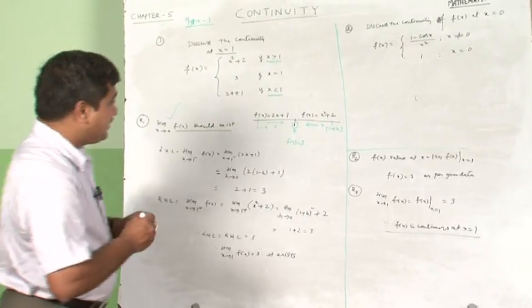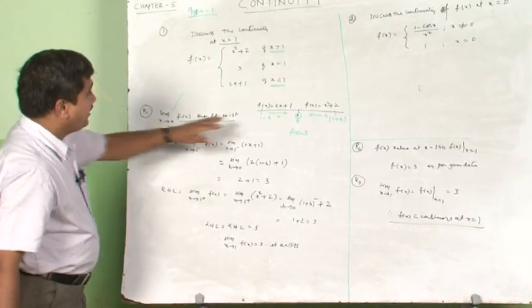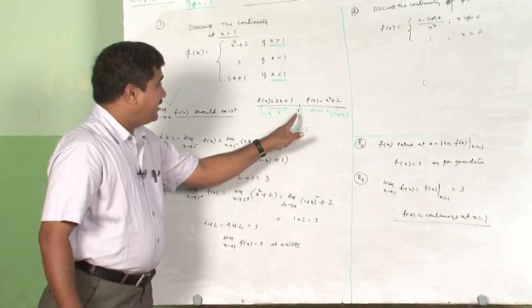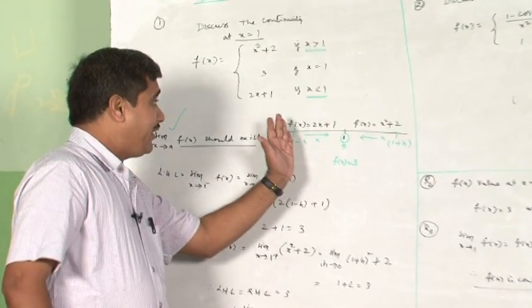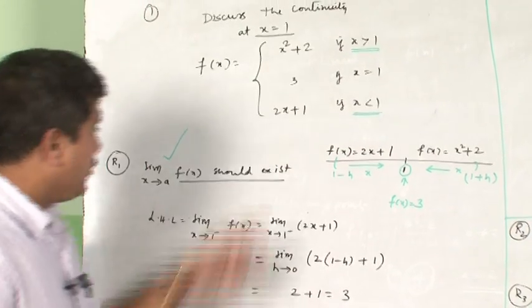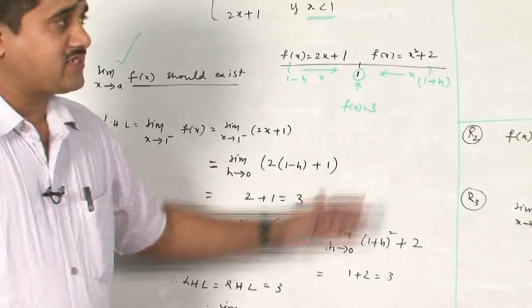Now the thing is, when you have seen this problem, you have to understand one thing. When the function has different structures to the left of the point and to the right of the point, where you have to verify the continuity of the function, you have to go for the LHL and RHL process. This is what you have to understand.